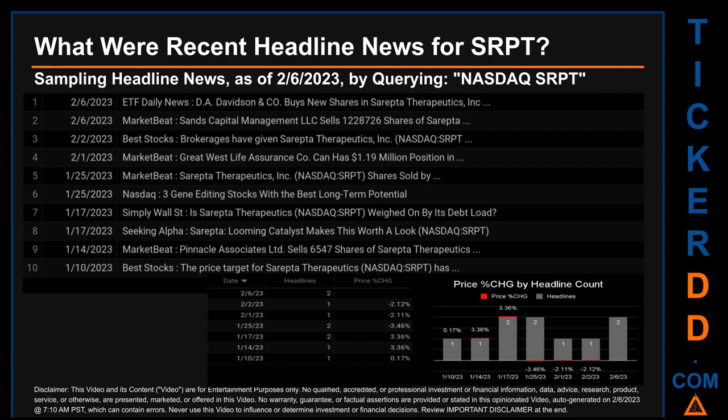What were recent headline news for SRPT? Today, Monday the 6th of February 2023, I sampled one of our news aggregators for latest headlines for this ticker. I did so by searching specifically by a keyword that may appear, broadly, in the title or the body, of discoverable news articles. The keyword that I used was a combination of the exchange and the ticker symbol, NASDAQ: SRPT. The results show 10 unique headlines, published across 7 unique dates. Publication dates span 27 days. The latest publication was actually today, Monday, February 6, 2023, when there were 2 found headlines.